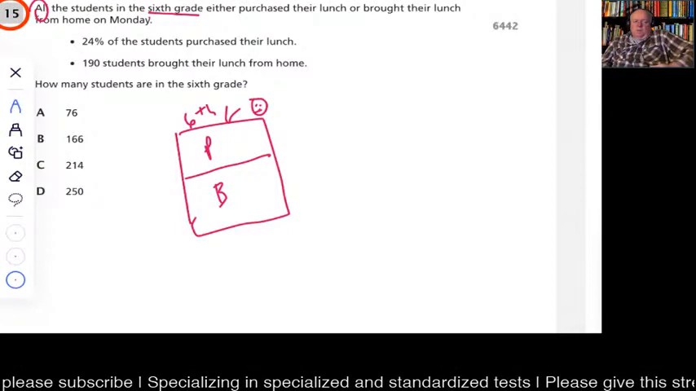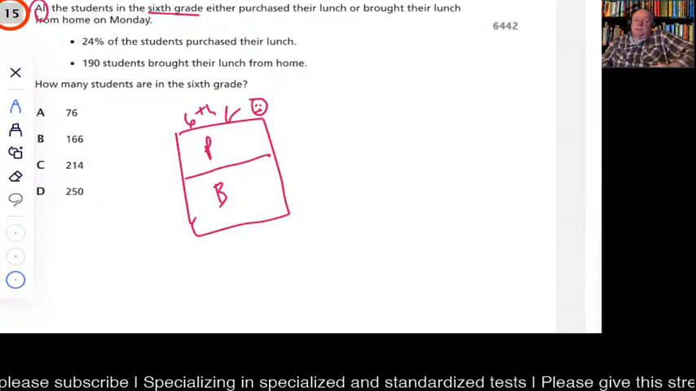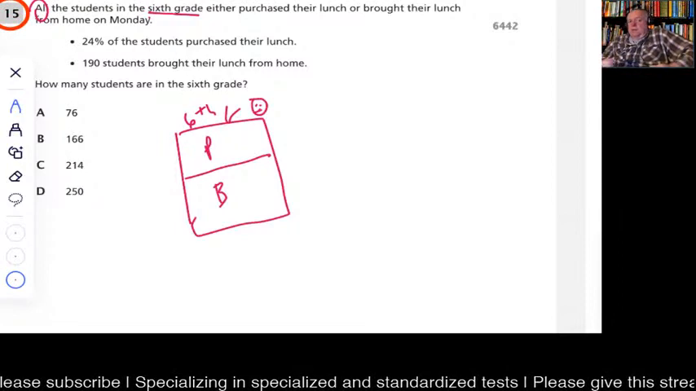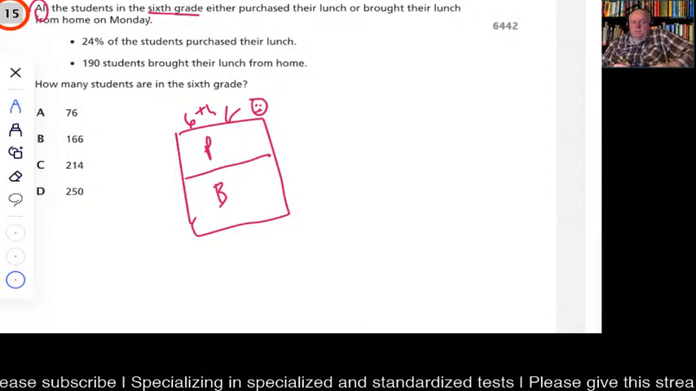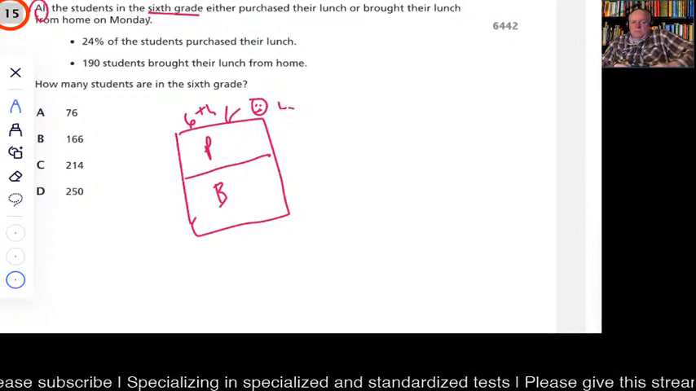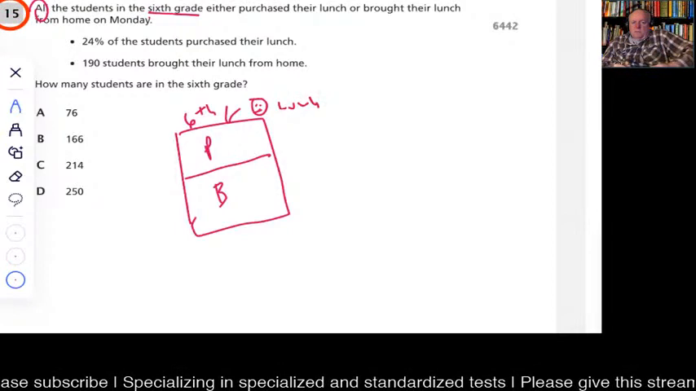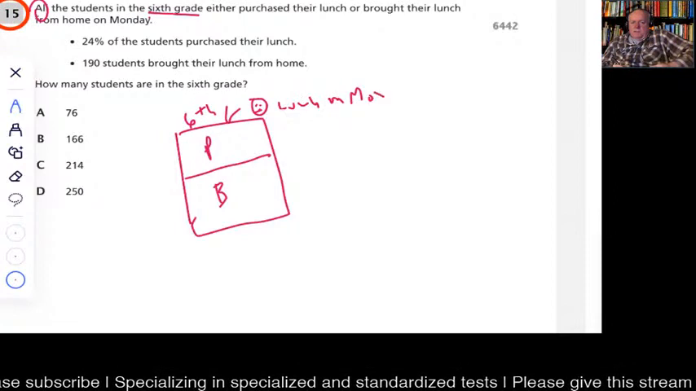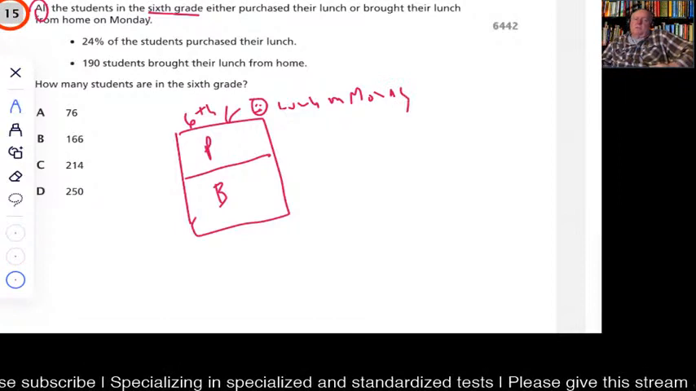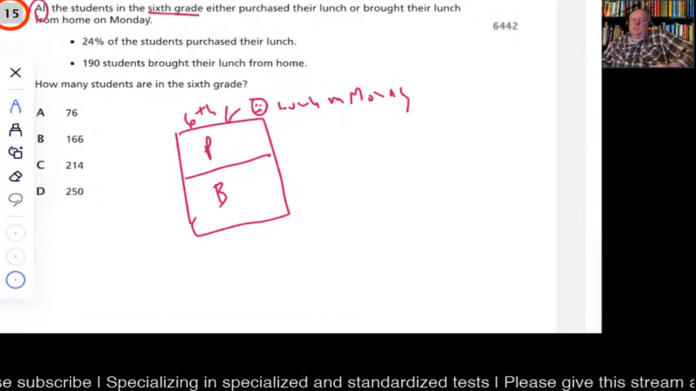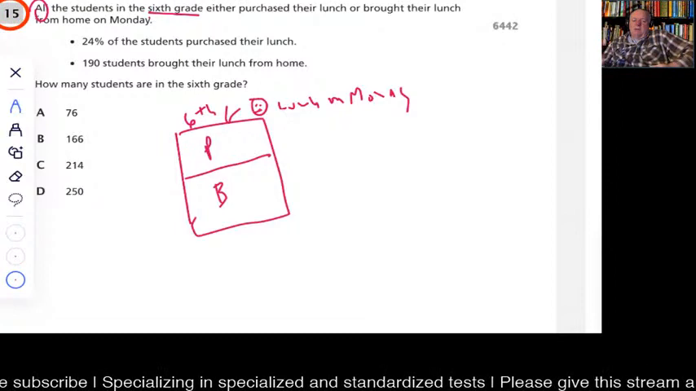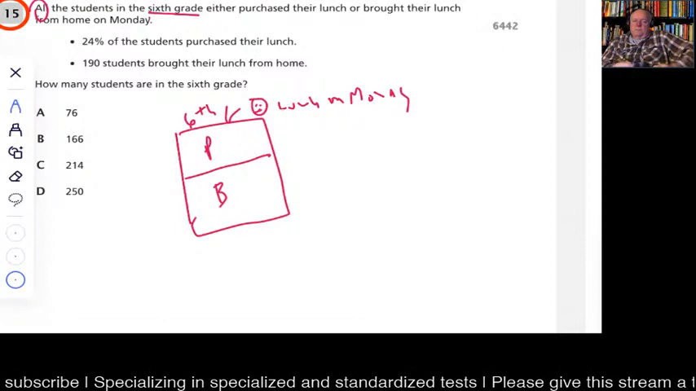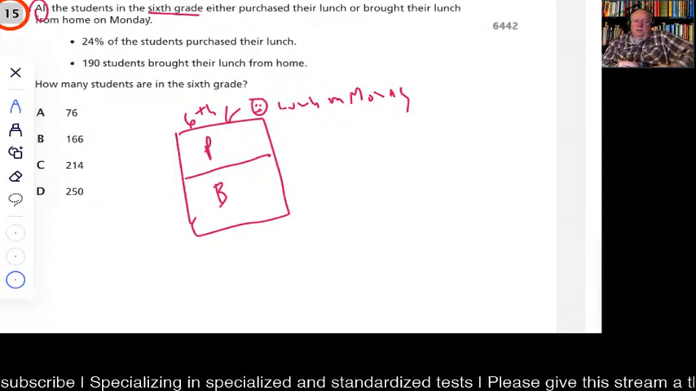All of the students in 6th grade either purchased their lunch or brought their lunch from home on Monday. They're not talking about any other day. So this is 6th grade lunch on Monday. Okay, we don't know yet whether other things are going to be talked about beyond lunch. We don't know what else is going to be talked about beyond Monday. But the pattern style for this question is most likely nothing else is going to be talked about. Okay? So let's go and see what's happening.